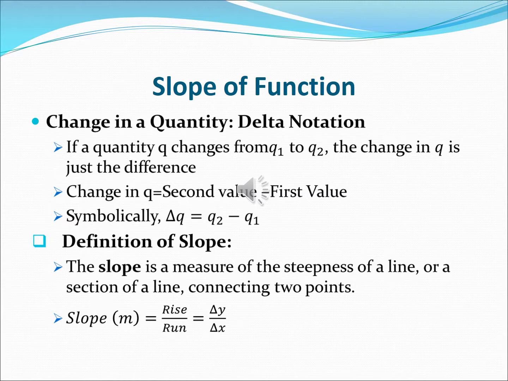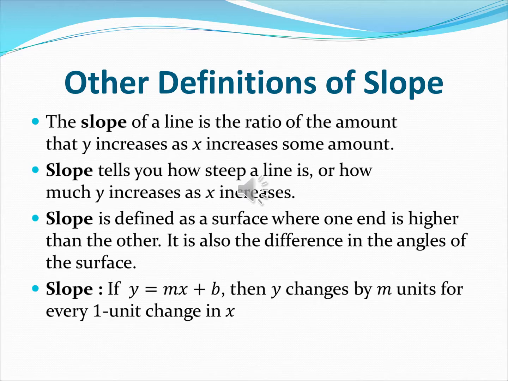Having known about the delta notation, now we can define the slope. The slope is a measure of the steepness of a line or a section of a line connecting 2 points. So the slope m is equal to rise over run, or delta y over delta x. By definition, the slope of a line is the ratio of the amount that y increases as x increases some amount. The slope tells you how steep a line is, or how much y increases as x increases.